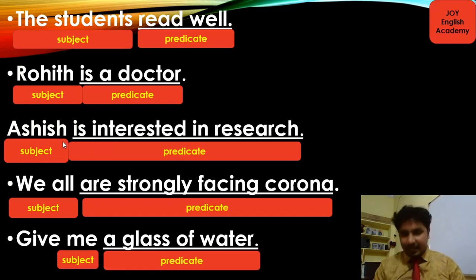We are talking about Ashish. And what is he interested in? He is interested in research. Okay? When you want to find out the subject, just ask a question to the verb. What is he interested in? He is interested in research. Okay? So who is interested? Ashish is interested. So Ashish becomes the subject.